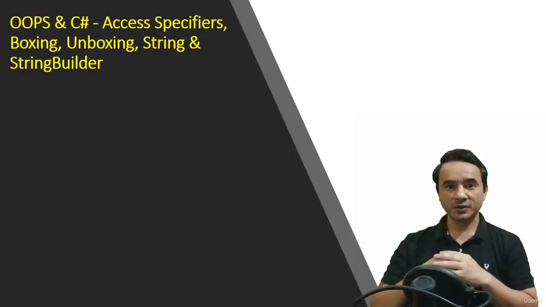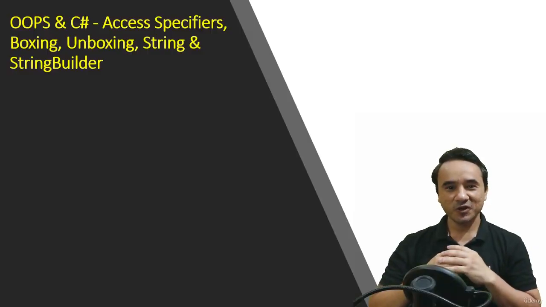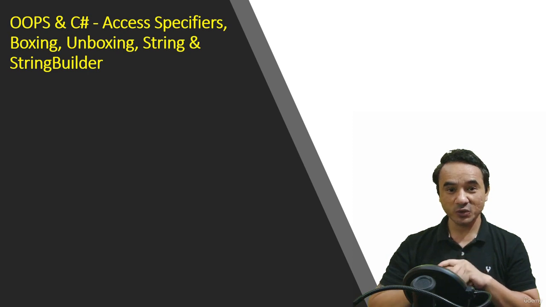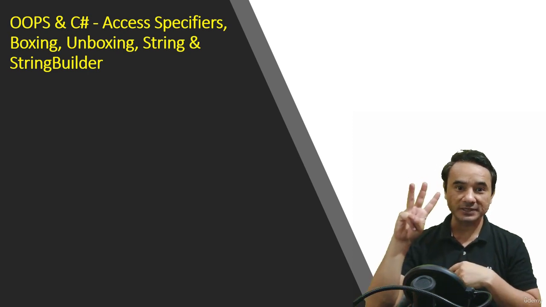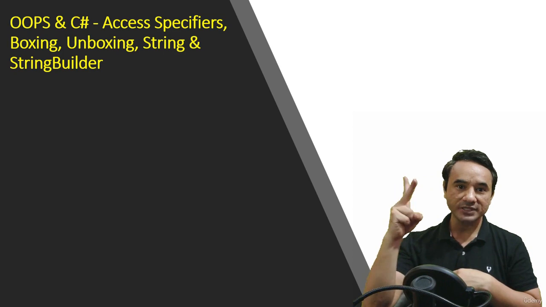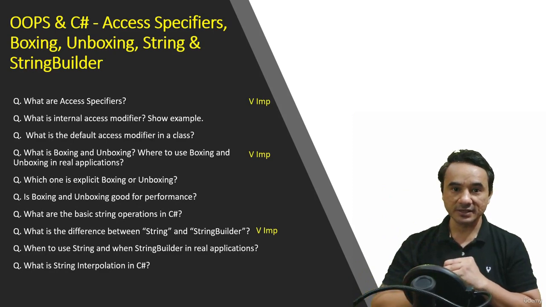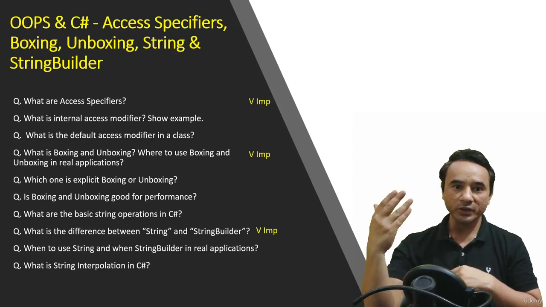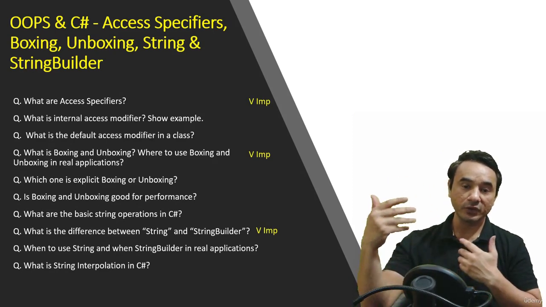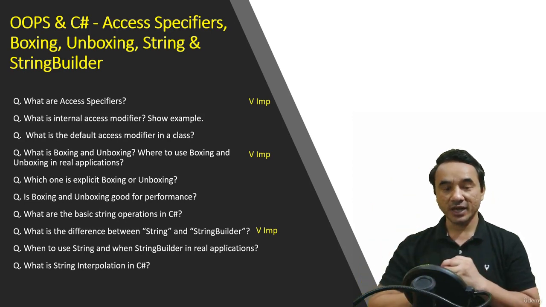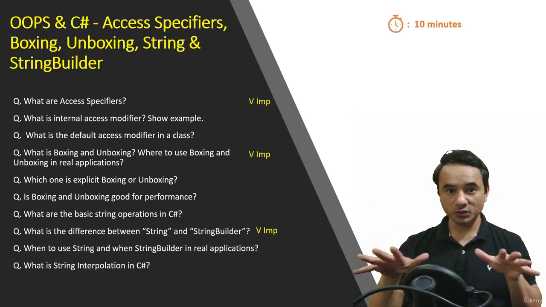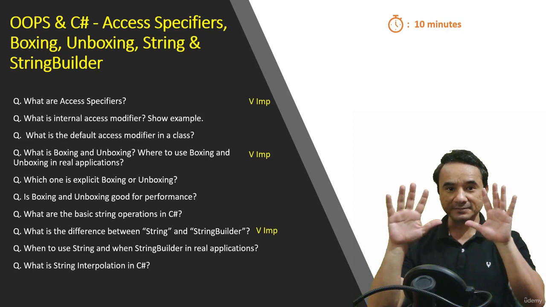Let's move ahead. Congratulations for completing the last section. Now in this section, we are going to cover questions about three different topics: access specifiers, boxing unboxing, and string builder. And here is the list of 10 questions from these topics. I also marked the very important questions which are frequently asked in interviews. The approximate duration of all these questions is just around 10 minutes.